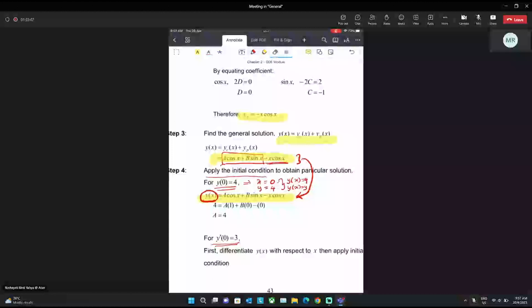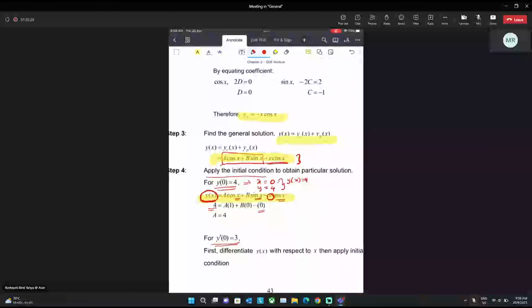Cakap y tak y juga 4 lah. y(0) equal to 4. So that's why 4 a cos x. Cos 0 equal to 1. Sin 0 becomes 0. Cos 0 becomes 1. But this is x equal to 0. So this becomes 0. And then a you get 4.